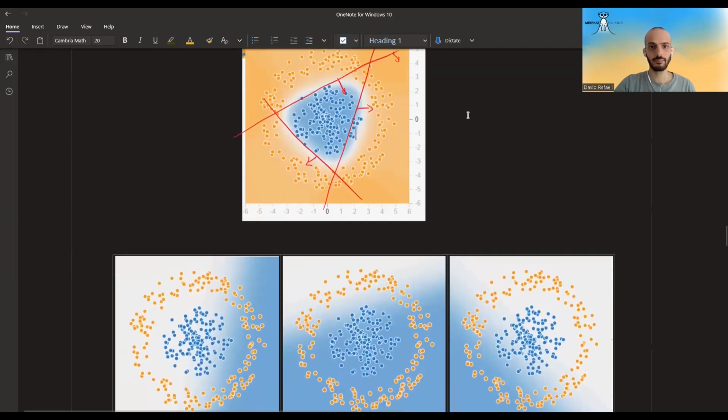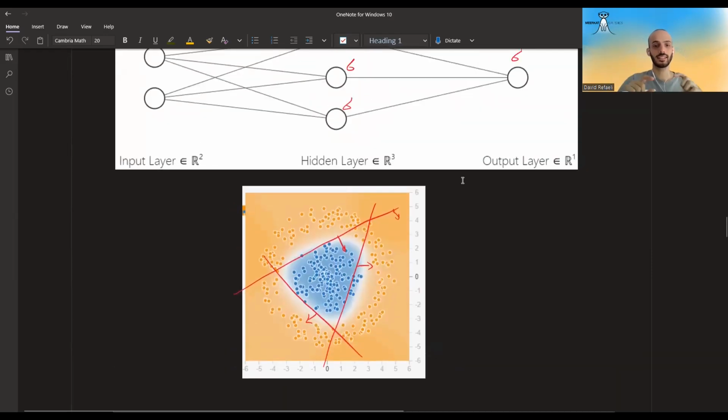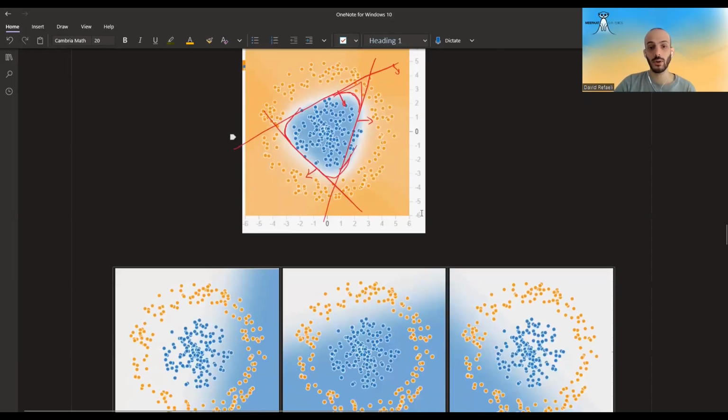Notice that the shape here is not a perfect triangle. This is because of the sigmoid. The sigmoid doesn't jump immediately from 0 to 1. It has some curving, and this curving is what allows these soft edges to form. So because of the sigmoids, instead of having a triangle here, we get this soft edge here, and also this soft edge here, and this one here. This is how you create a region with one hidden layer.